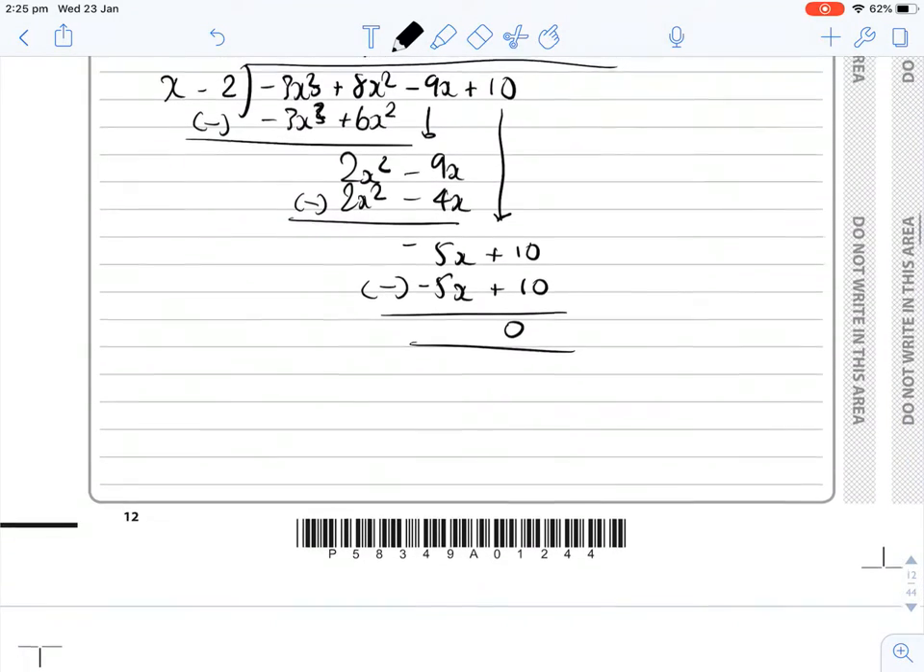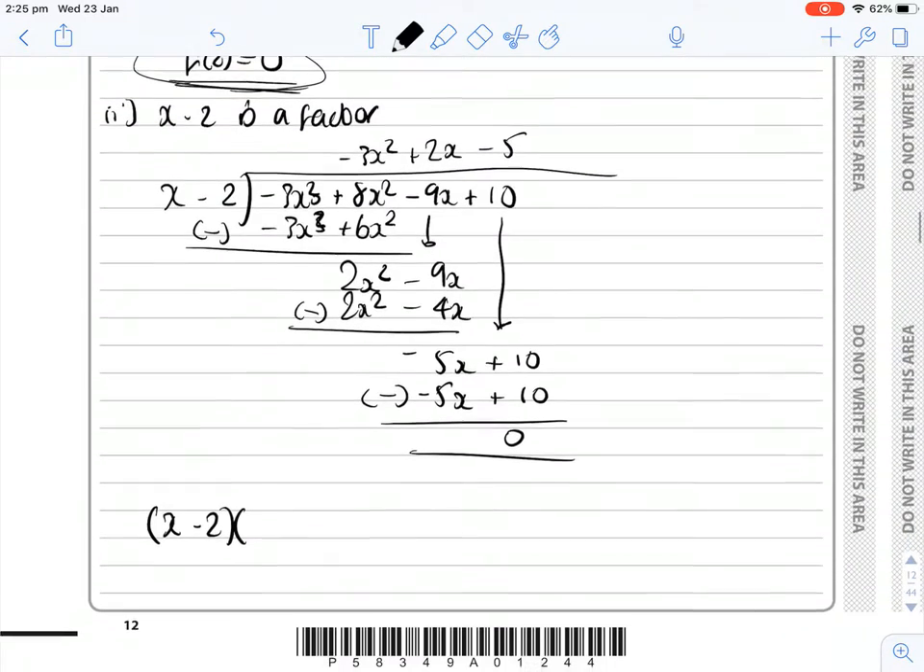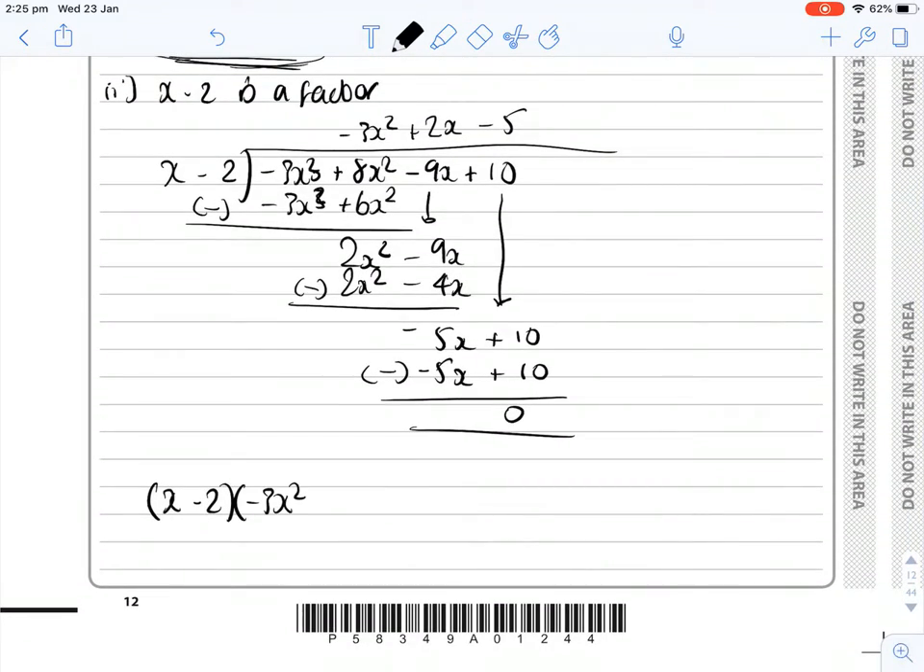We get 0 there. So writing it as a product of two algebraic factors, x minus 2 and minus 3x squared add 2x minus 5.